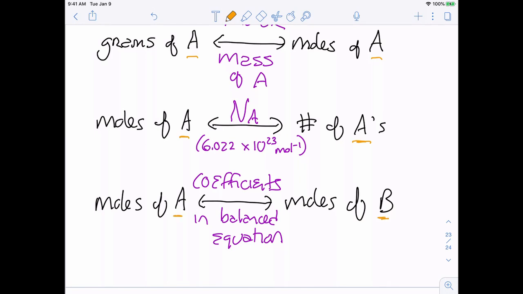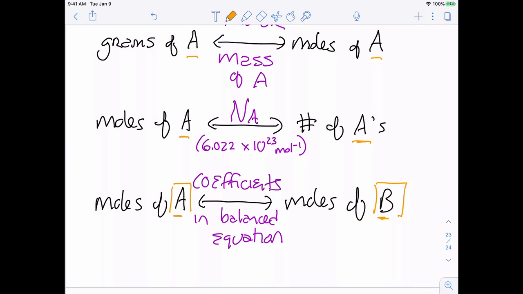The only way we've had so far to go between one substance and another substance is to use those coefficients. And again, you could replace moles with the microscopic version, so we could say compounds of A to compounds of B, we would use those coefficients. But regardless, if you're going to go from one substance, A, to a different substance, B, we need to use those coefficients. Remember, it's never going to represent grams. Those coefficients are never going to be grams.